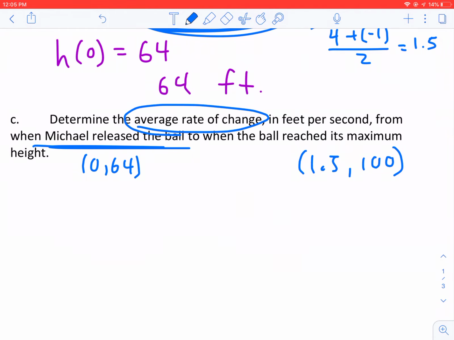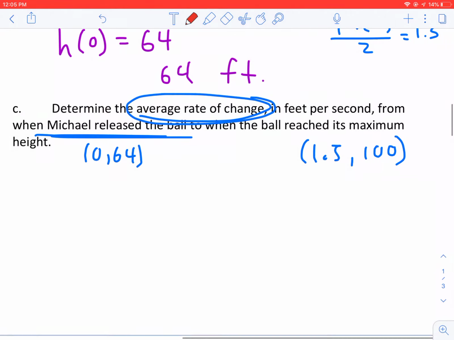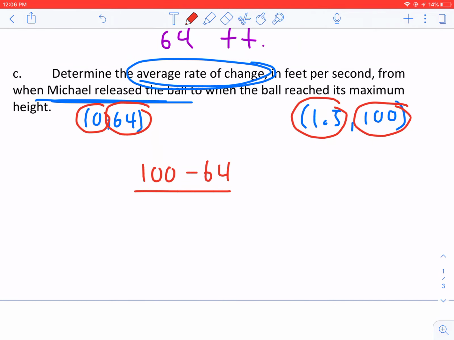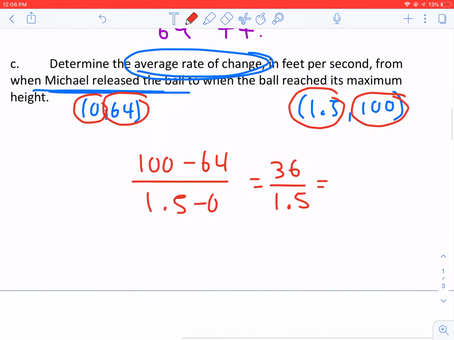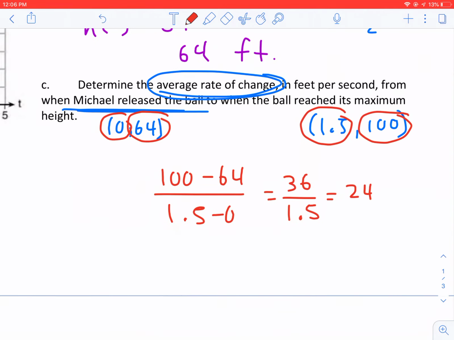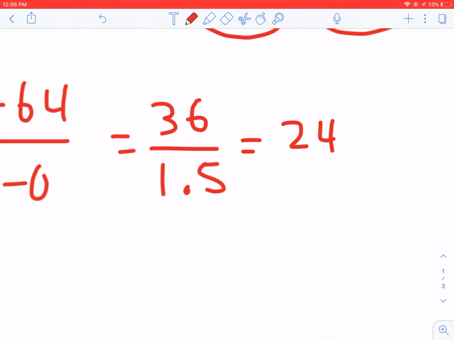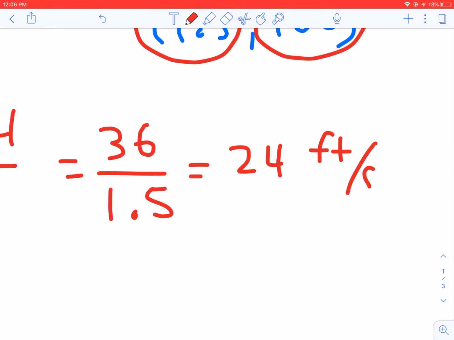So average rate of change is the slope between those 2 points. So we can do 100 minus 64, change in y over the change in x, that'll be 1.5 minus 0. And that's 36 divided by 1.5, which is equal to 24. Right, let's think of the units. On top was feet, on bottom was seconds. So the average rate of change is 24 feet per second.